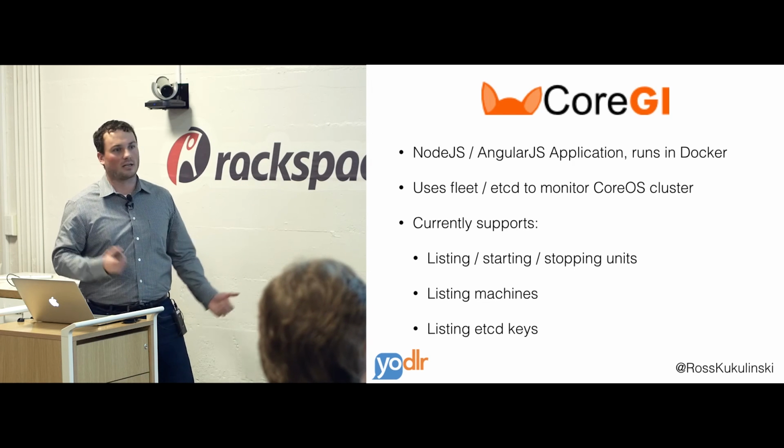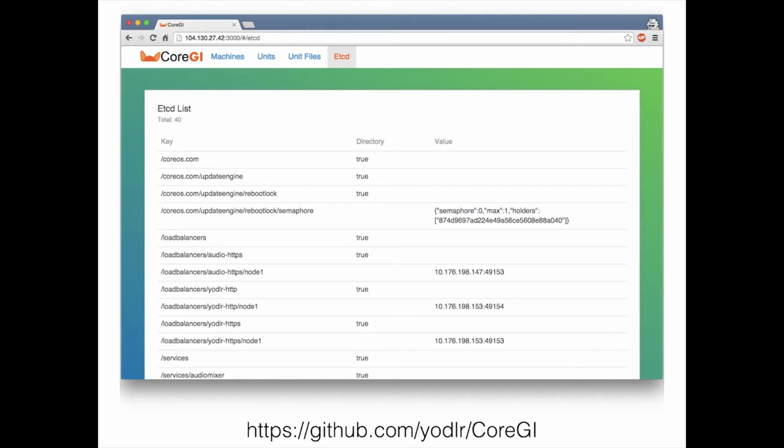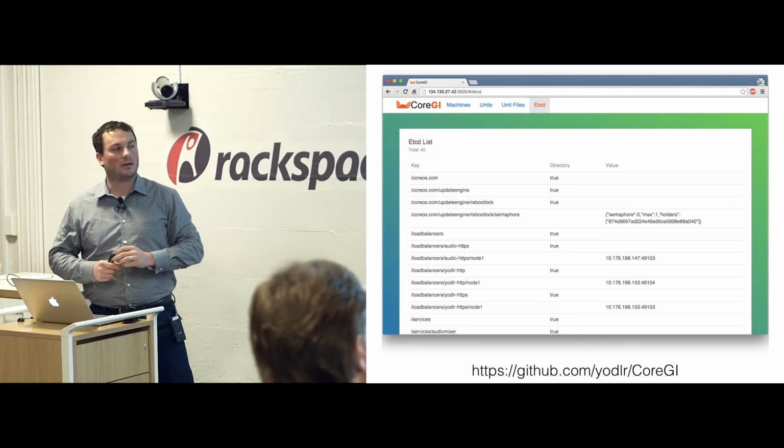It's a Docker container, and we've included service files in the GitHub repo, which is here. So you can just do fleetctl start services/Corgi, and that'll automatically start it up as a global service within your CoreOS cluster.